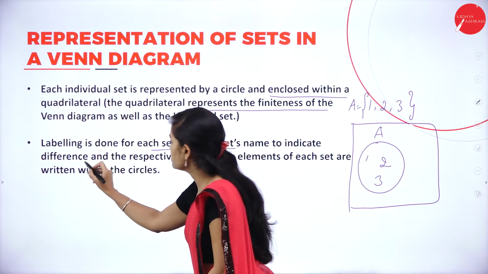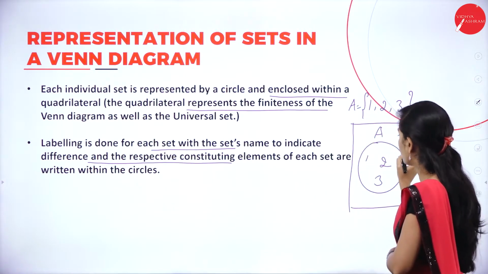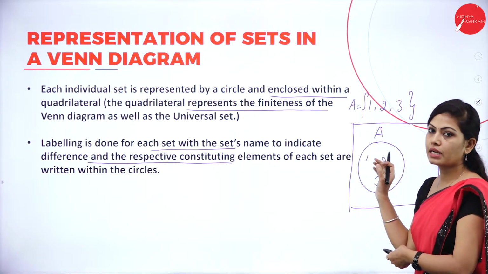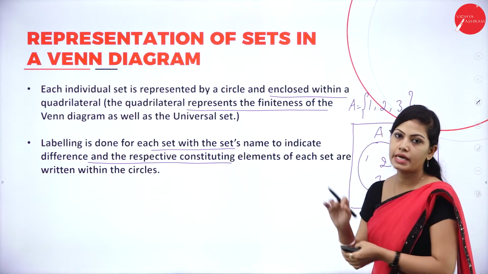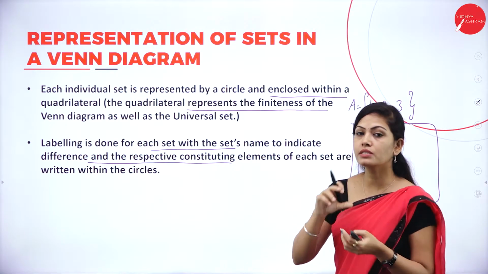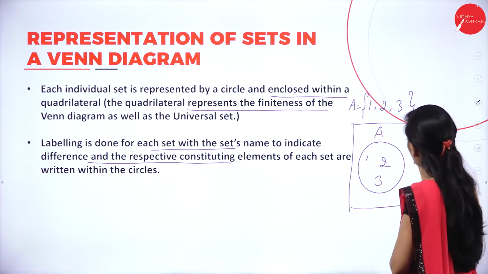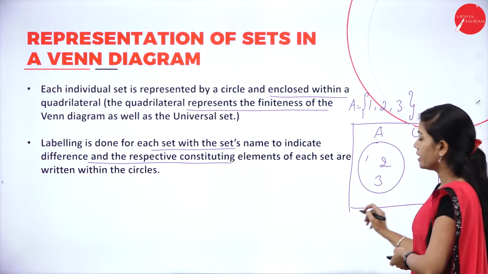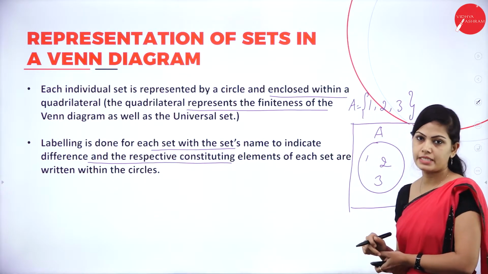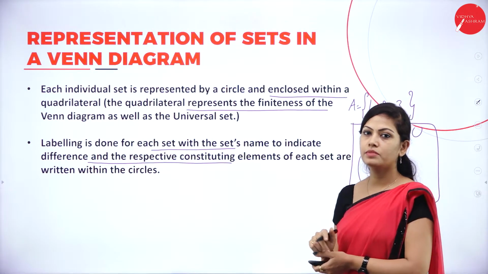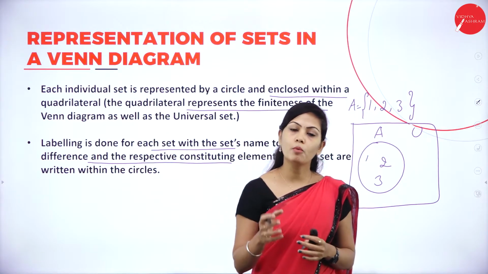To indicate differences, the respective constituting elements of each set are written within the circle. So here each set has to be written within the circle and we can represent the relationship between the set elements. This is called a Venn diagram. A Venn diagram uses circles to represent the set elements, and this rectangle represents the universal set, and the circles represent subsets of this universal set. This is one basic example for a Venn diagram. Here we can represent the relationship between two or more set elements.